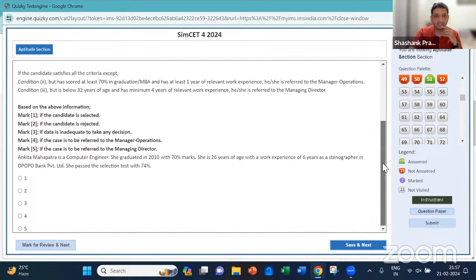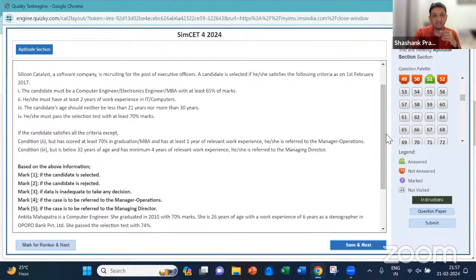Ankita Mahapatra is a computer engineer, graduated in 2010. I think again it's the same issue. When was she born? 26 years of age means 3 is done. Graduated in 2010, computer engineer, yes. 65% marks, yes.